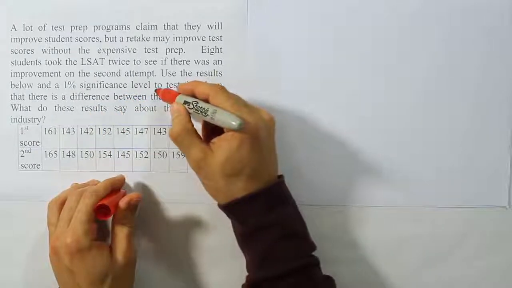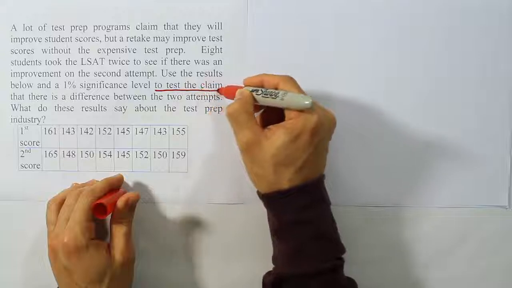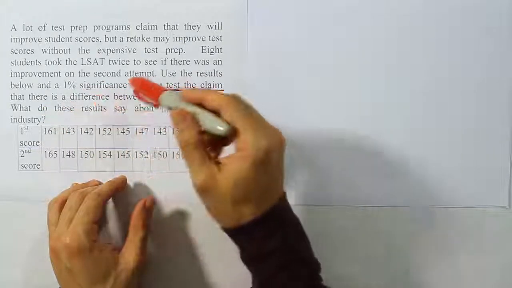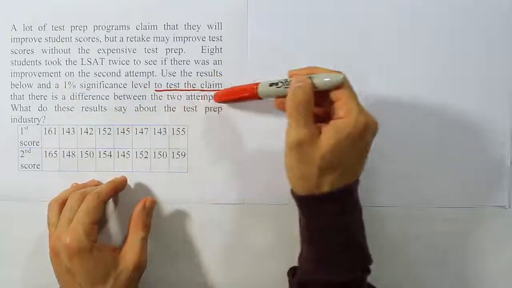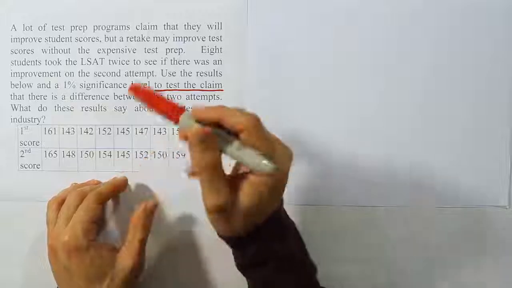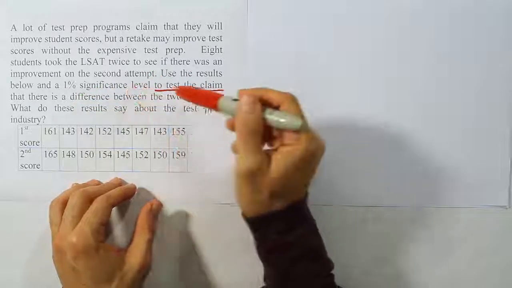So let's stop there and identify the fact that they're asking us to test a claim, so we know we're dealing with a hypothesis test, to test a claim that there is a difference between the two attempts. What do these results say about the test prep industry? So we want to test the claim that there's a difference between the two attempts.